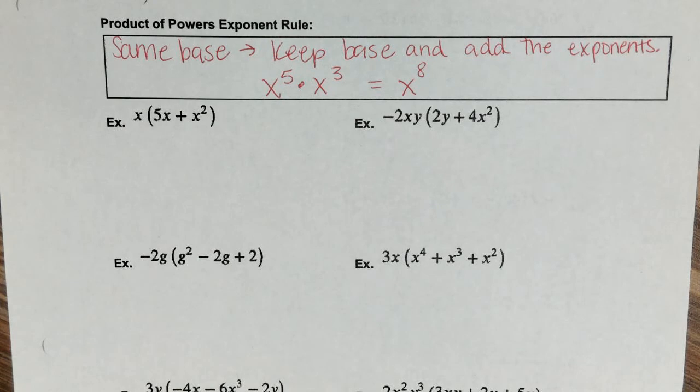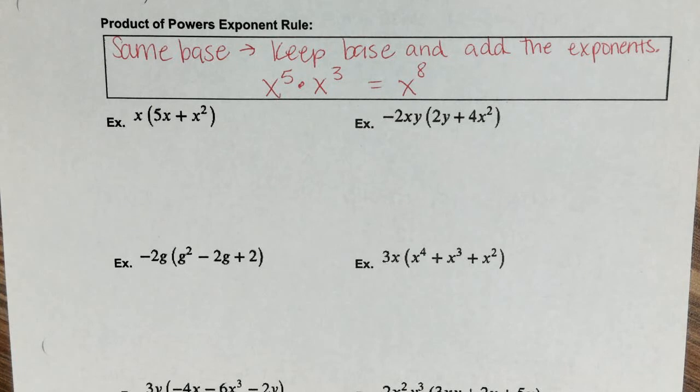And I want to look at the board so that you guys remember. X to the 5th times x to the 3rd, then that's 5 x's with 3 more. So how many x's do I have? 8. So my base stays x and my exponent becomes 8. You could sit here and draw that out every single time, but that's ridiculous. You just learn the rule. If the bases are the same and I'm multiplying, I simply add my exponents.